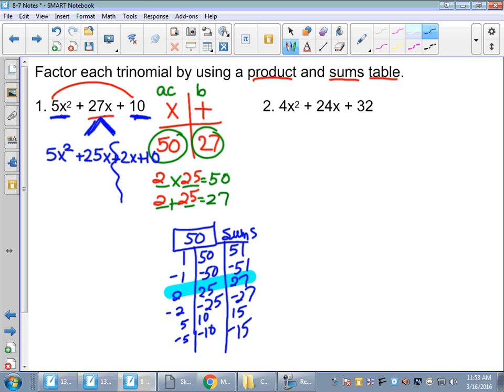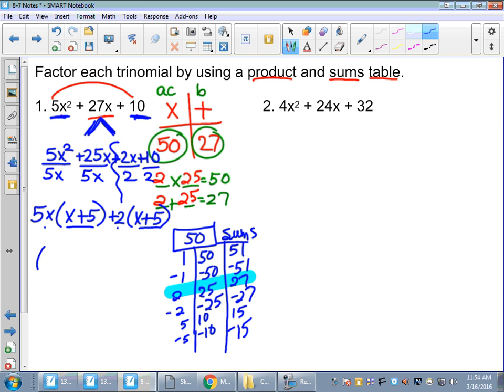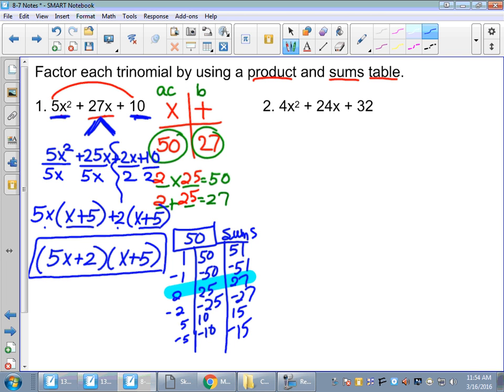This is what we just quizzed on. So I'm going to take out a 5x, divide by 5x, divide by 5x. So 5x times the quantity, x plus 5. And then on the other side, I'm going to take out a 2, factor out a positive 2, and that leaves me with a quantity x plus 5. One wonderful thing about grouping is because I have the same matching quantities, that tells me I'm doing it right. So I take the outside numbers and I put them together. So 5x plus 2 times the quantity x plus 5. And there's your factored form.